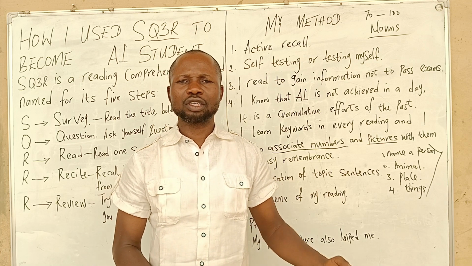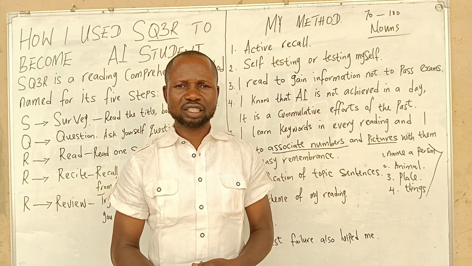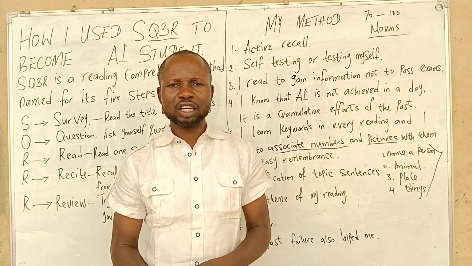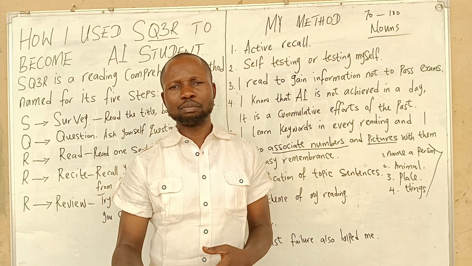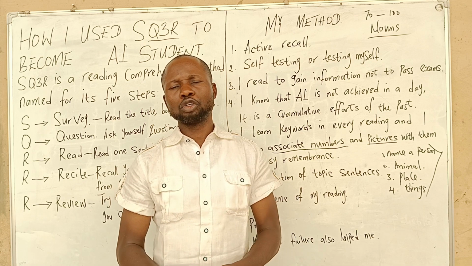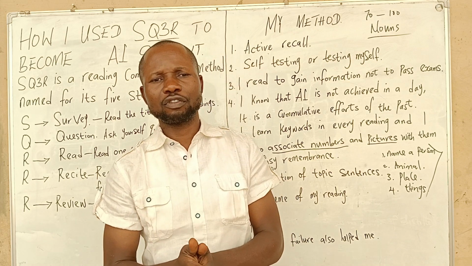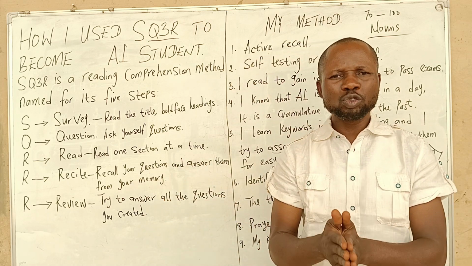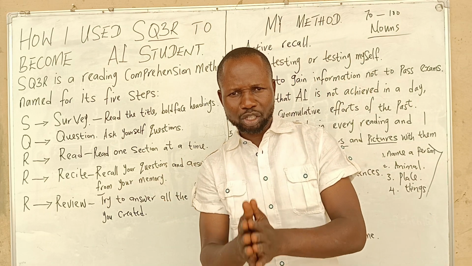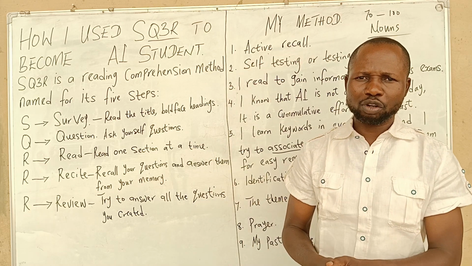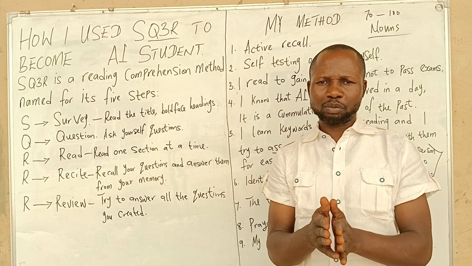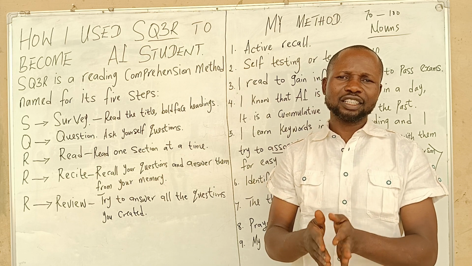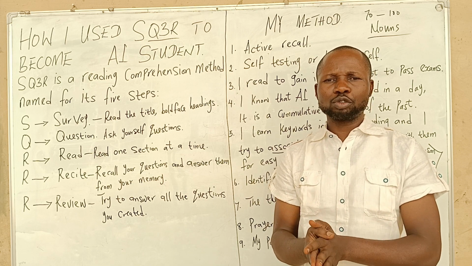Because I don't like failure, I work hard for success. But if you are still failing, it's because you like failure. And if you say you don't like it, you can become an A1 student. So thank you so much. We have studied how to become an A1 student using the SQ3R method. I'm still promising that in subsequent time, I'm going to make a video on how to use SQ3R in literature.